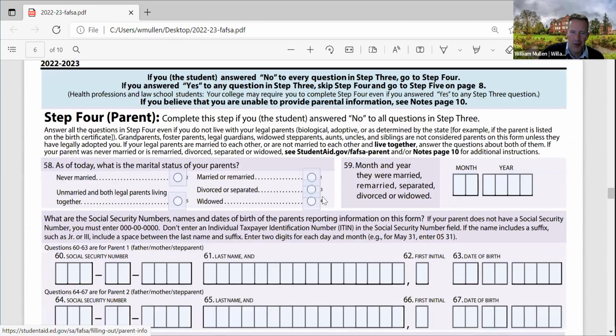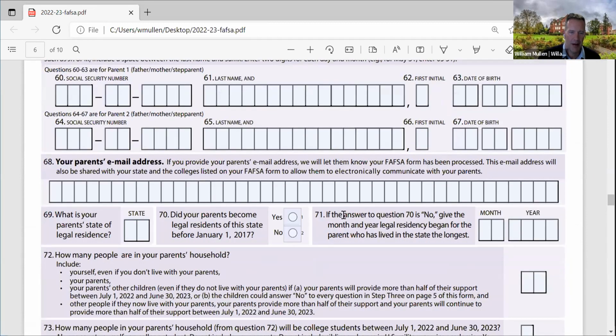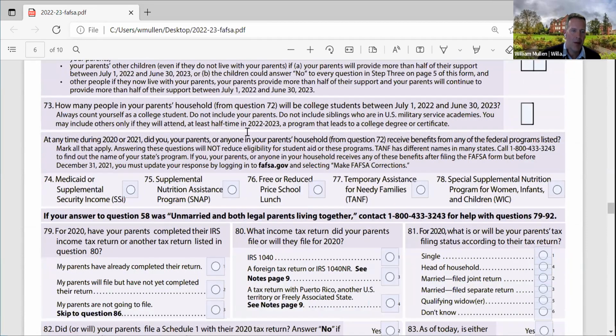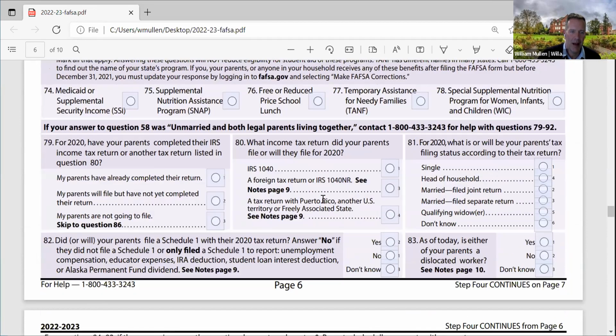Then we have the parents. So again, the Federal Department of Education wants information about both parents: social security numbers, names, date of birth, this kind of thing, email addresses, so on and so forth. They're going to ask you about your income and some other benefits and whether or not you've completed your taxes.